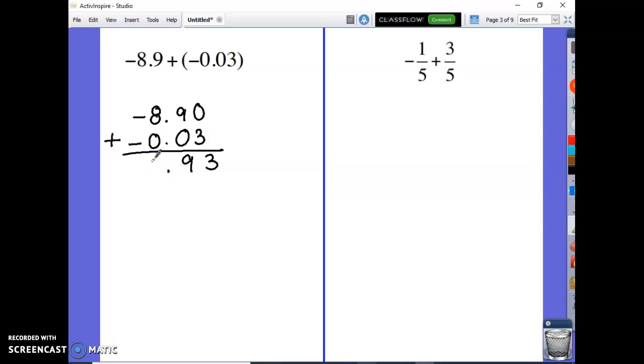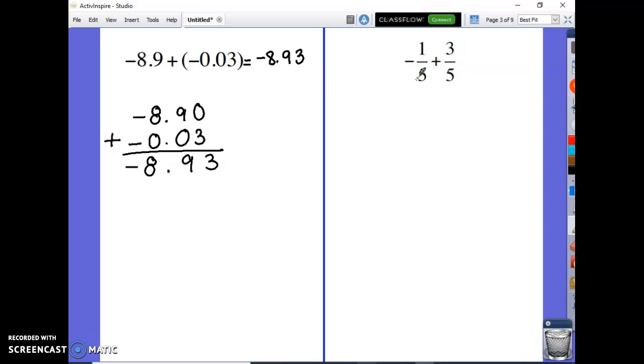8 plus 0 gives me another 8. Again, remember, same signs, add and keep, so we're going to keep that negative sign. So our answer for this problem is negative 8.93. Again, these examples are not on page 22. These are just examples that I'm doing, but I would like you to work on page 22 after you watch this video.